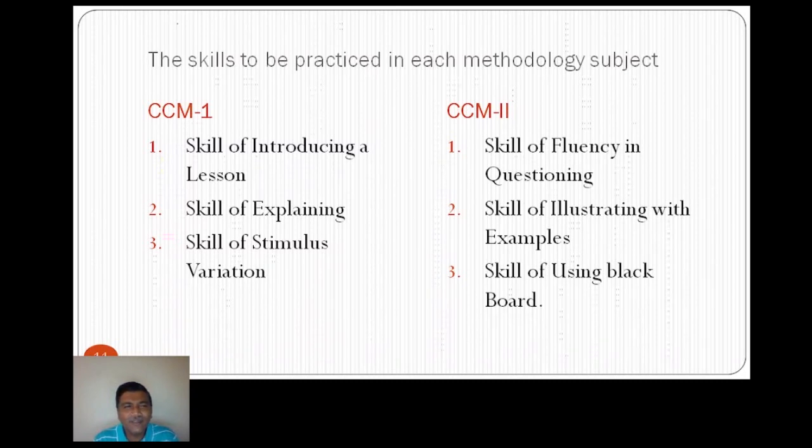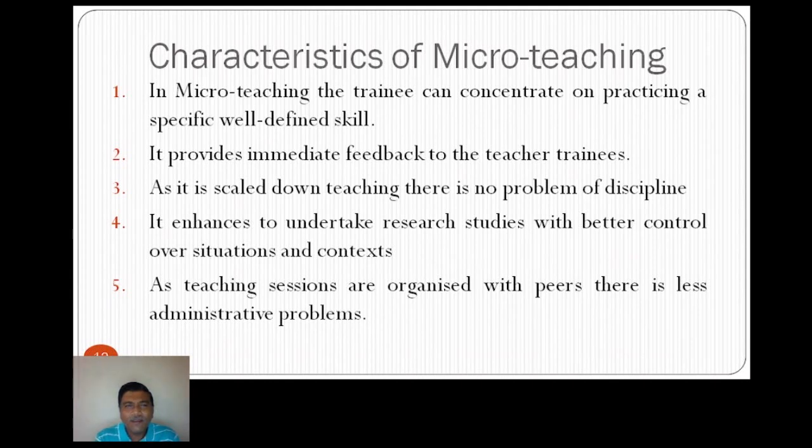So let us come to CCM 1. In CCM 1, we have to use the skill of introducing a lesson, skill of explaining, and skill of stimulus variation. Whereas in CCM 2, content methodology of teaching the second subject, we have to use the skill of fluency in questioning, skill of illustrating with examples, and skill of using the blackboard. Now, what are the characteristics of micro teaching?